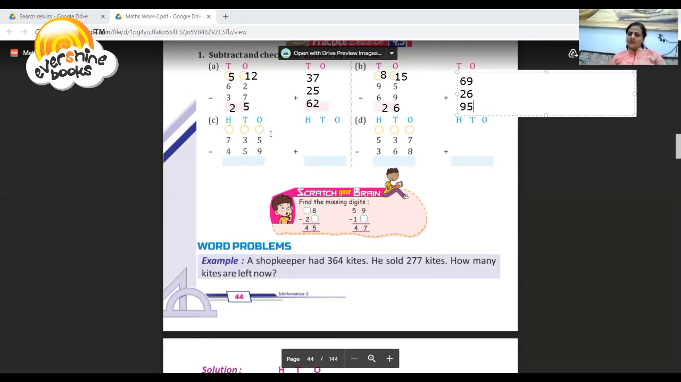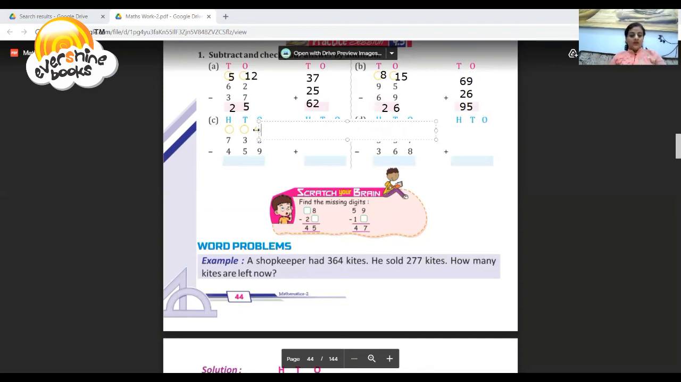Now, three digit numbers are also the same. 5 minus 9 is not possible, so it will be 1, 5, 15. 15 minus 9 is 6. It becomes 2, but 2 minus 5 is not possible, so here it will be borrowing. 12 minus 5 is 7. Next, it becomes 6. 6 minus 4 is 2. So answer will be 276.